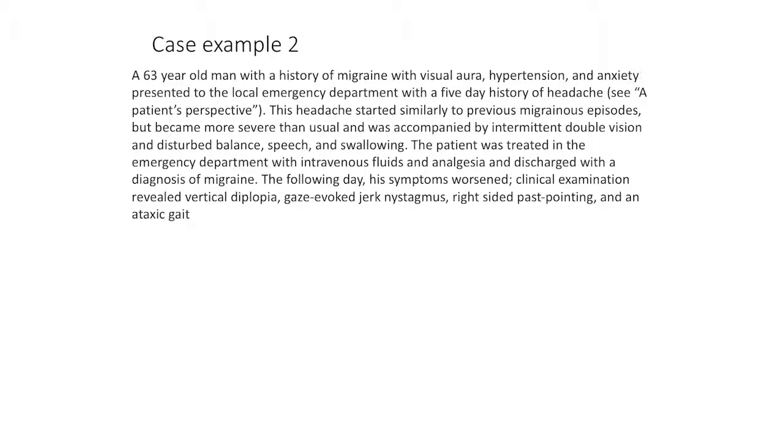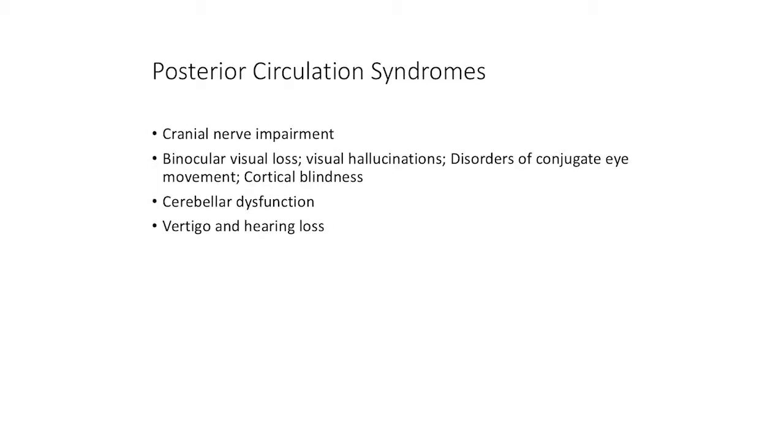So first one, posterior circulation. So what makes you think that it's a posterior circulation? One, the fact that he had disturbed balance, swallowing, speech difficulty, and then vertical nystagmus.